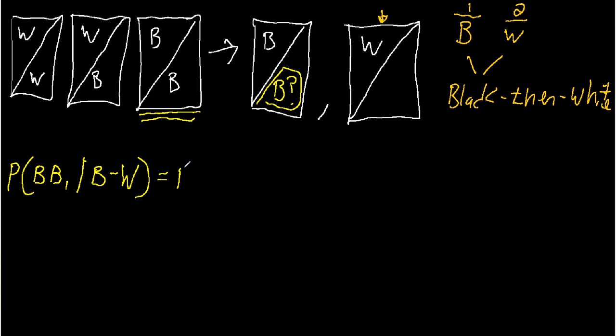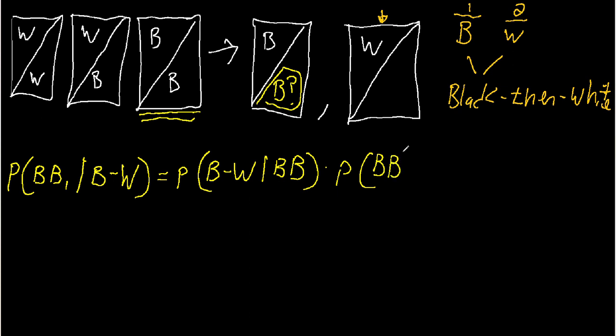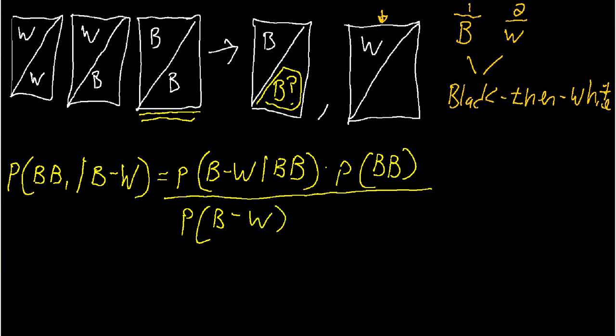And so I'm going to come up with my likelihood here. My likelihood is going to be what is the likelihood of seeing black then white if my first card was black, times my prior probability of seeing black, and then divided by my marginal probability of all of the ways that I could see black, white.